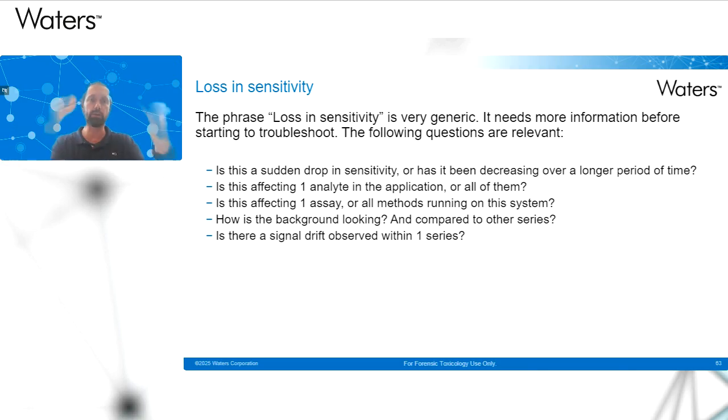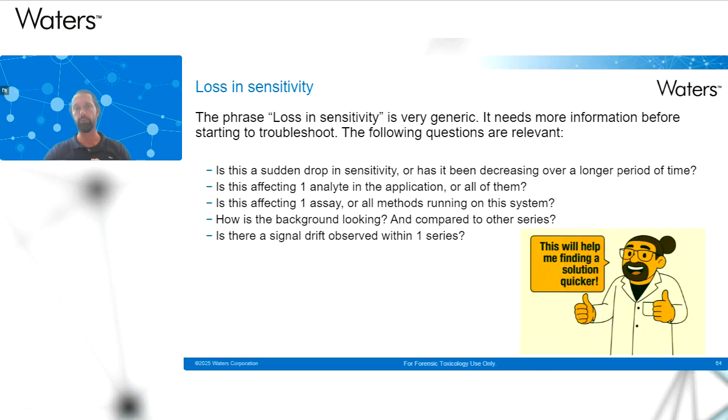And how is the background looking? And how is that compared to other series? And is there a signal drift, like a peak area drift, observed within one series? I think if you are looking at those questions, this will help you pinpoint what the issue is a lot quicker.